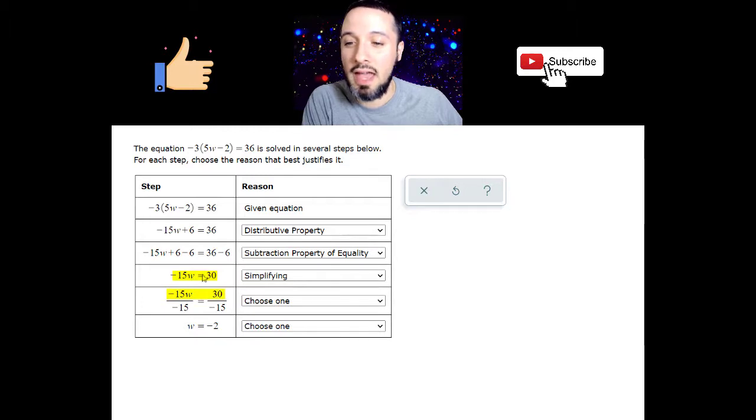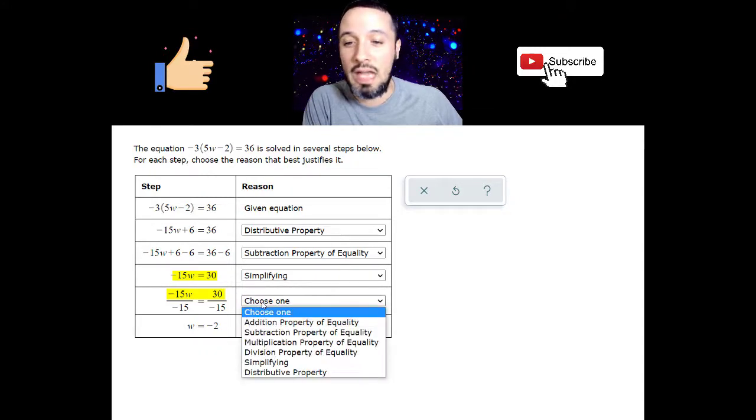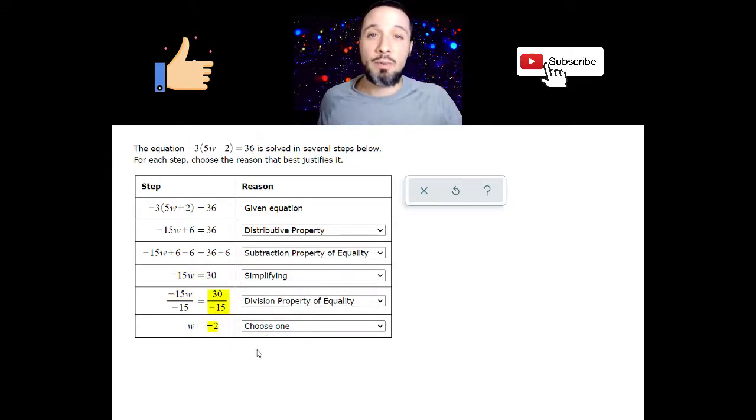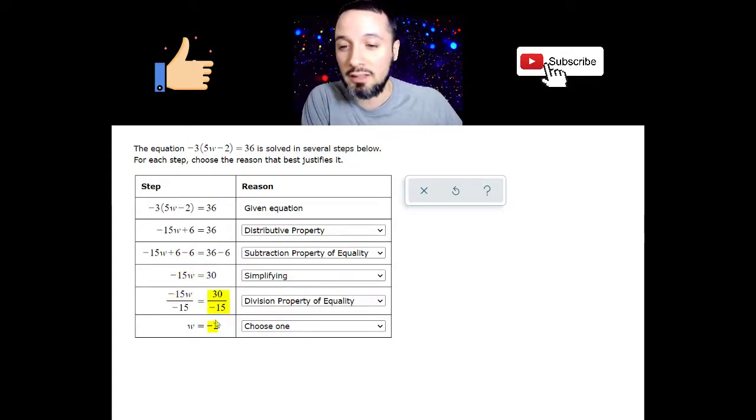Next step, I can see that on the right side of the equation we have 30. In the next step we have divided by negative 15. Same thing on the left side. We started with negative 15w and they also divided that by negative 15. So since they divided both sides by negative 15, that would be a division property of equality. And then directly after that, we know simplifying is next, right? To get to negative 2, they had to do 30 divided by negative 15 to get negative 2. And on the left side, they had to do negative 15 divided by negative 15 to get 1w. So that one will be simplifying, and that's it.